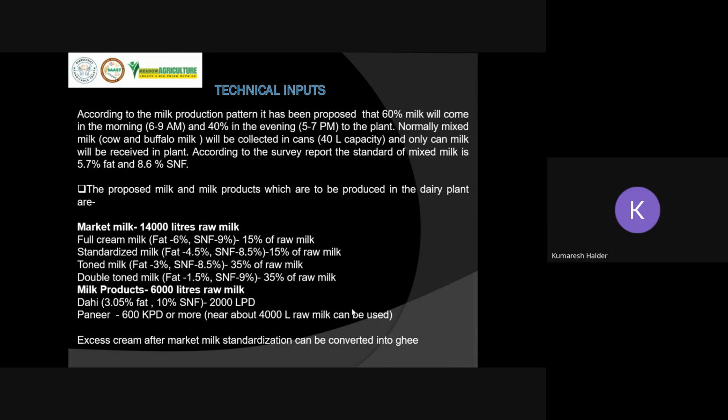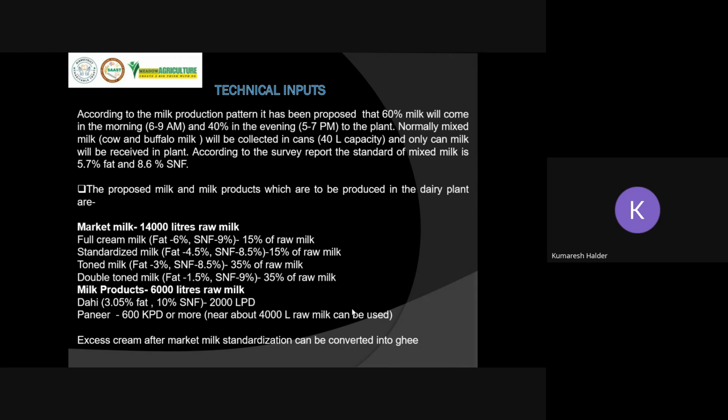Out of 20,000 liters of milk, 14,000 liters will be raw milk, utilized to prepare liquid milk, like full cream milk, standardized milk, toned milk, double toned milk. Then the remaining 6,000 we can use for preparing products like dahi, paneer. So that distribution should be properly done.